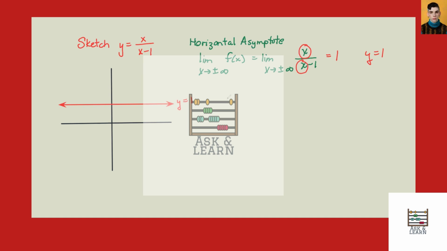Okay, so next, let's try, how about vertical asymptote? Vertical asymptote. Okay, so a vertical asymptote is basically whatever makes the denominator go to 0. So I can see right away that if I set the denominator equal to 0, x equals 1, and that is my vertical asymptote.